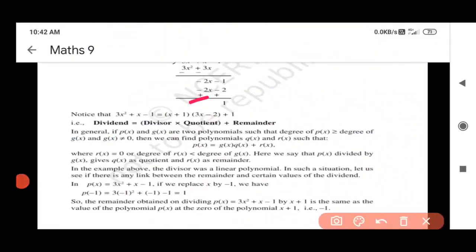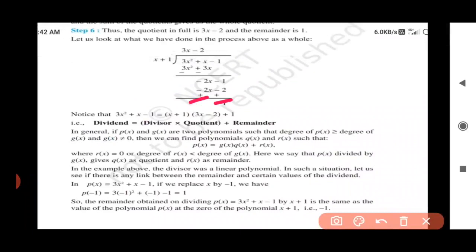So minus means plus, minus means plus. So minus 2x plus 2x you get 0. 1 minus 1 plus 2 you get 1. So notice that the 1 is the remainder. That is the quotient q, that is the remainder r. So that is g of x.